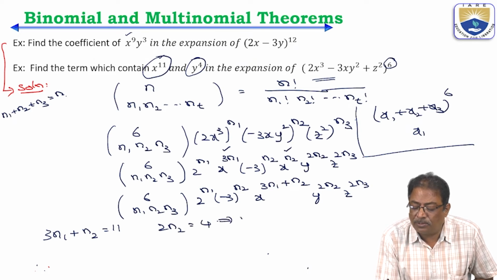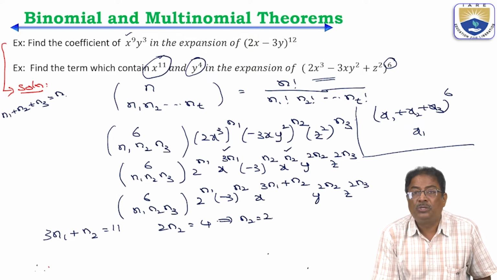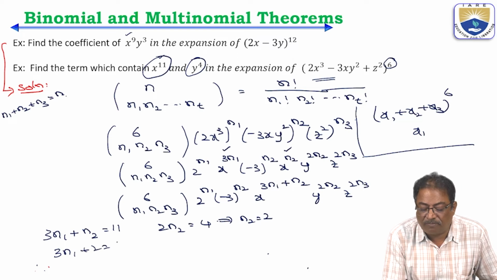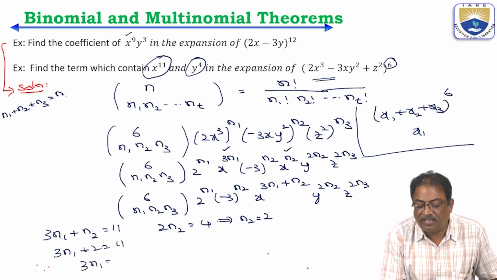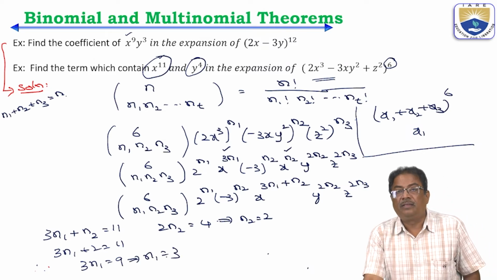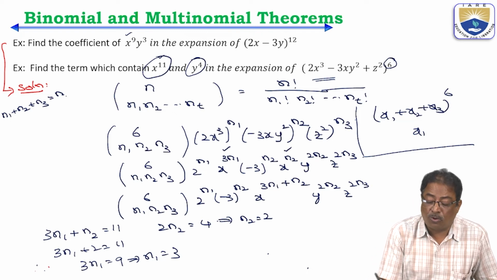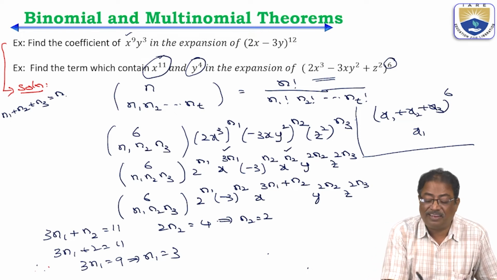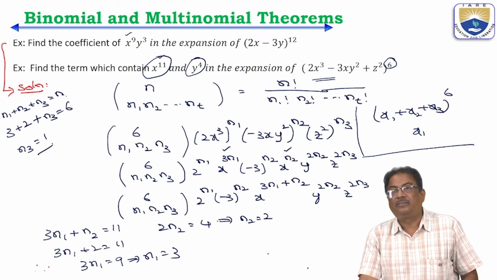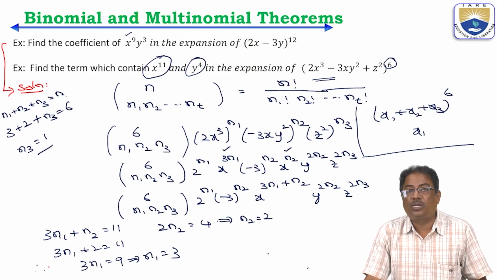So subsequently I am going to get n2 is equal to 2. Since n2 is equal to 2, 3n1 plus 2 is equal to 11. So 3n1 is equal to 9. Subsequently n1 is equal to 3. Whenever n1 and n2 are known, I am going to calculate n3. So n1 is 3 and n2 is 2, plus n3 is equal to 6. So n3, 6 minus 5, I am going to get 1. So now I am going to substitute those three values.